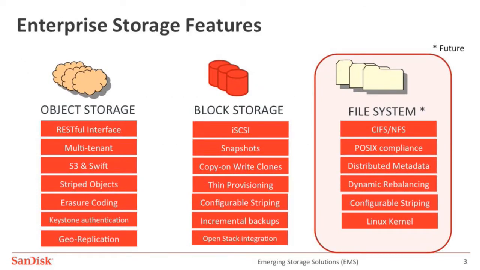Quick list of the features here. The block storage subsystem has all the enterprise data management features that you're used to: snapshots, clones, it does striping, and also supports incremental backups. The object storage supports both the Swift and the S3 interface, very feature complete, all the way to geo-replication across multiple regions.